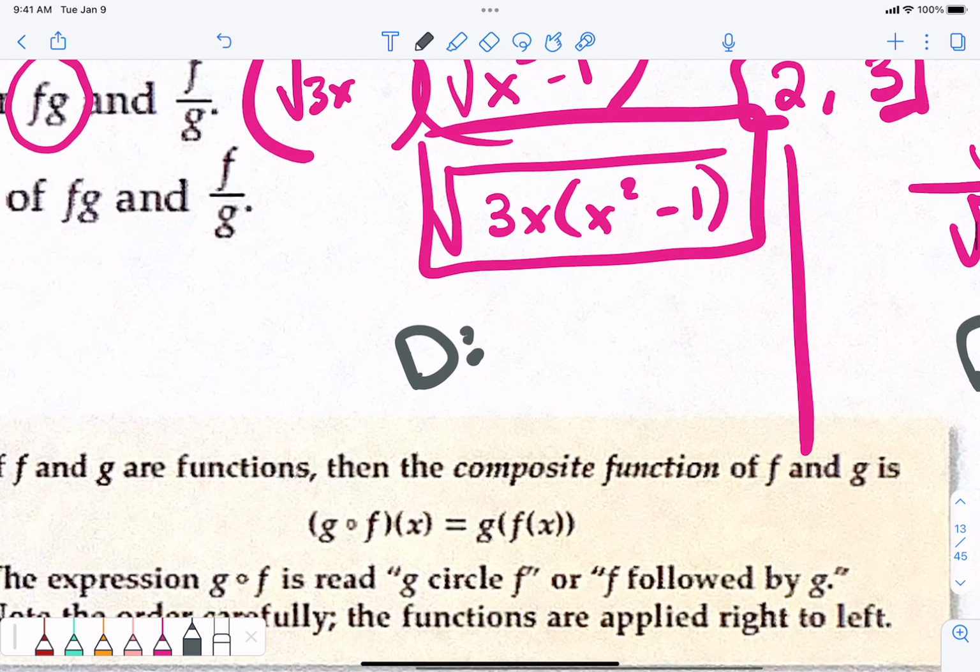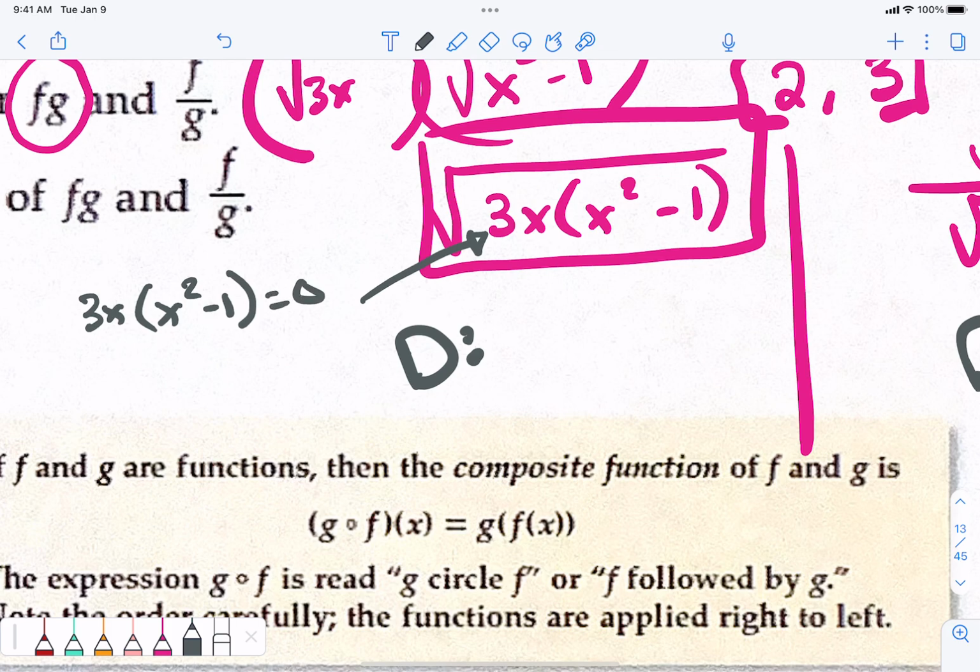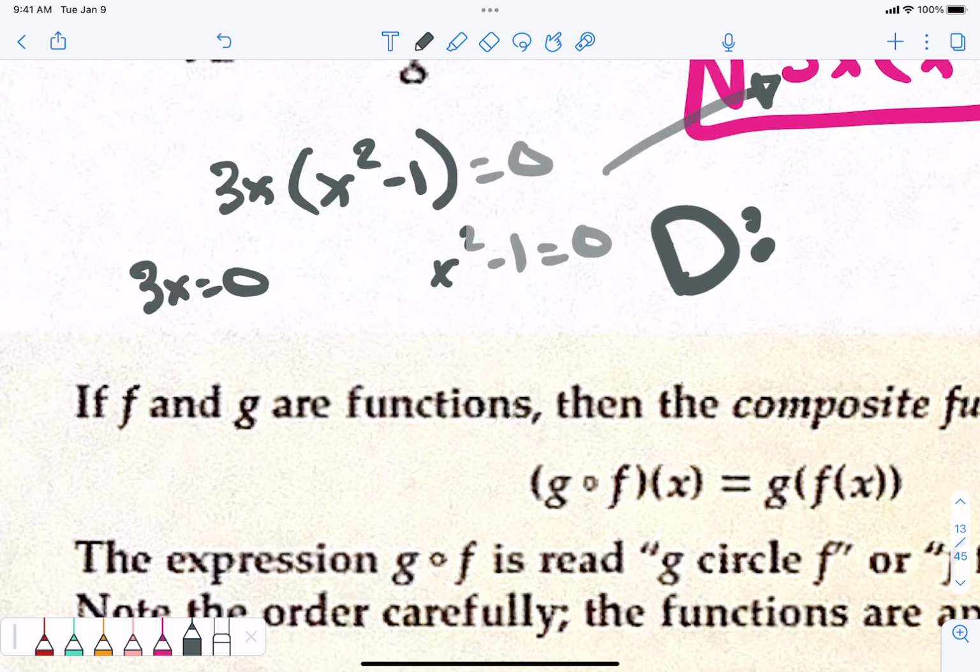Okay, so to do the domain, you're kind of right. I just set 3x times (x squared minus 1) equal to 0, right? Now it's already broken down. There's a reason why I didn't multiply them together. I'm going to set 3x equal to 0, and I'm going to set x squared minus 1 equal to 0. Okay, good?